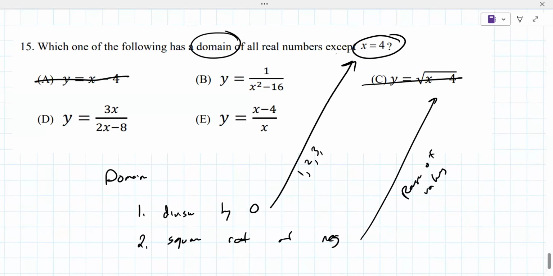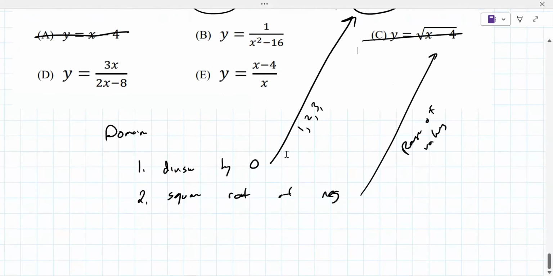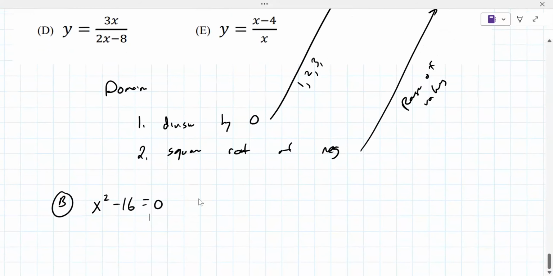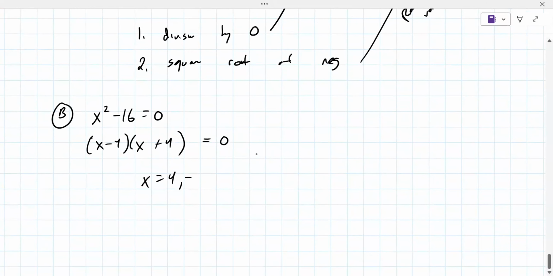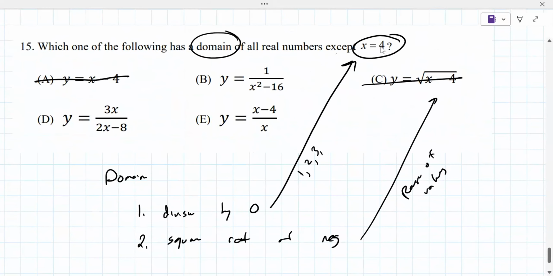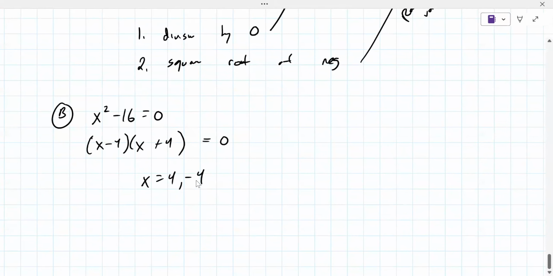So to do 15 now, we have to look at each of B, D, and E and set the bottom equal to 0. So we have to set, for example, answer B, x squared minus 16 equal to 0. And this is where all that prerequisite stuff comes in. It's x minus 4, x plus 4 equals 0. And so x is either 4 or negative 4. Okay, so now when the answer says only 4, you can't say, well, that one doesn't matter. It does matter.